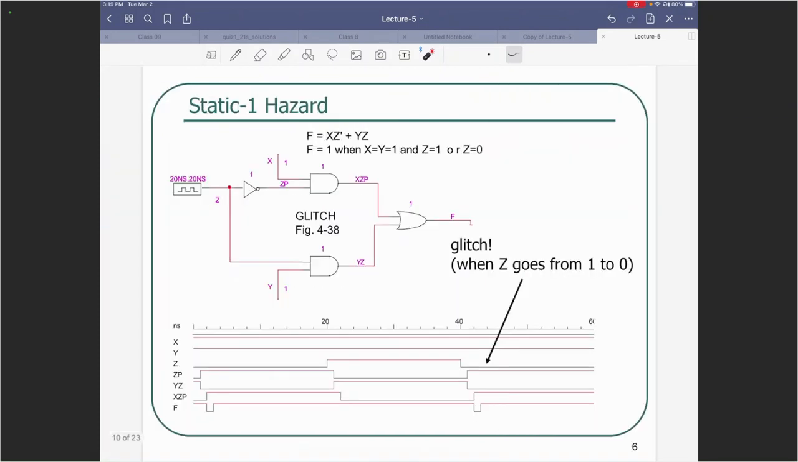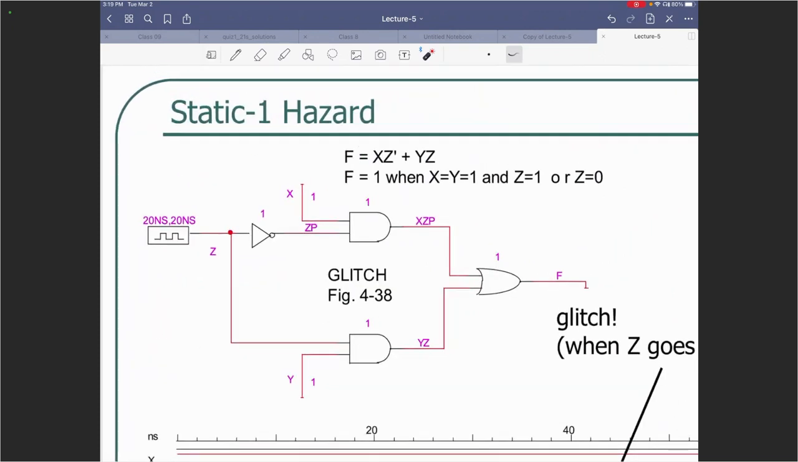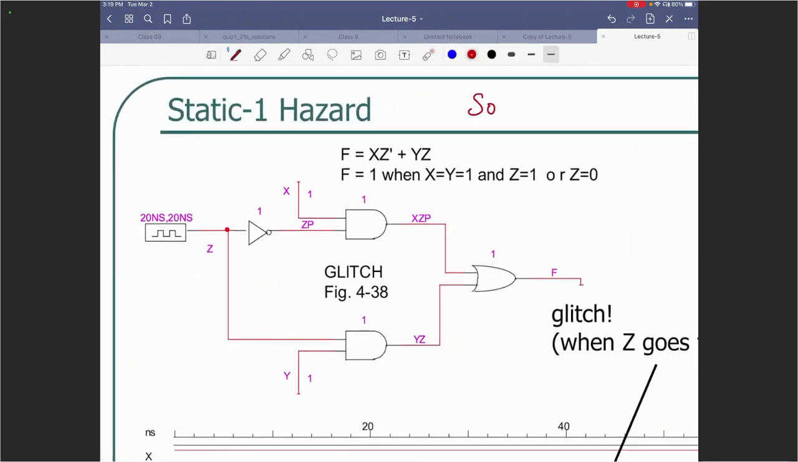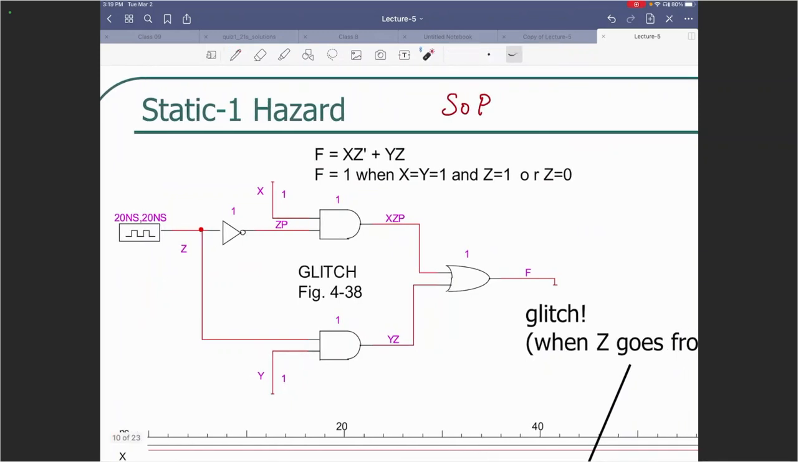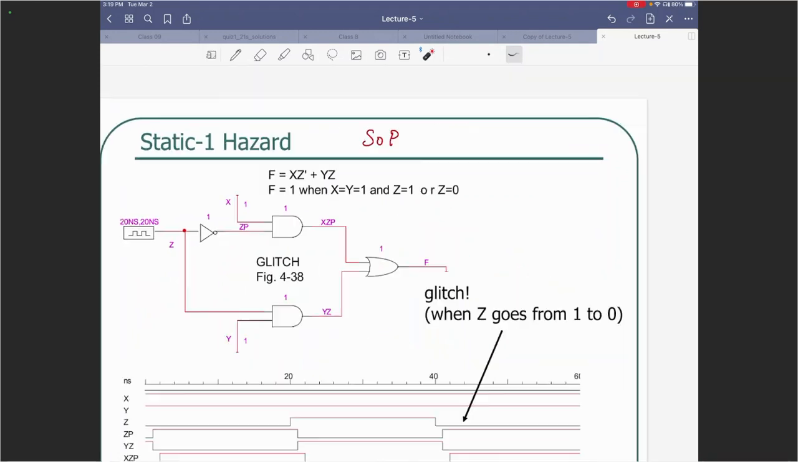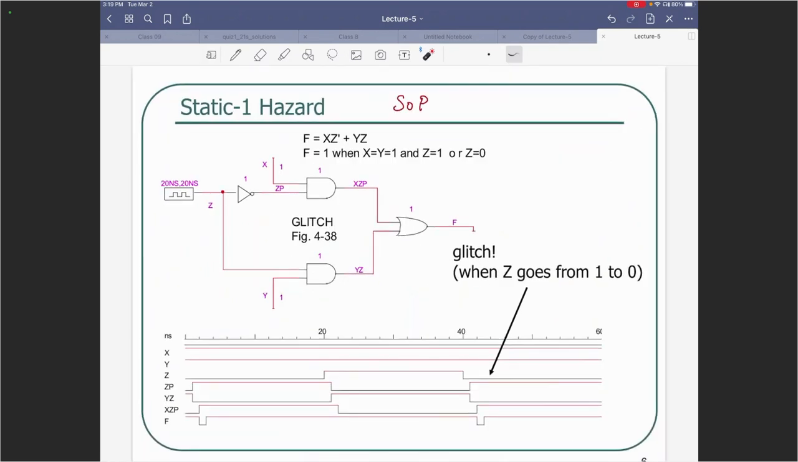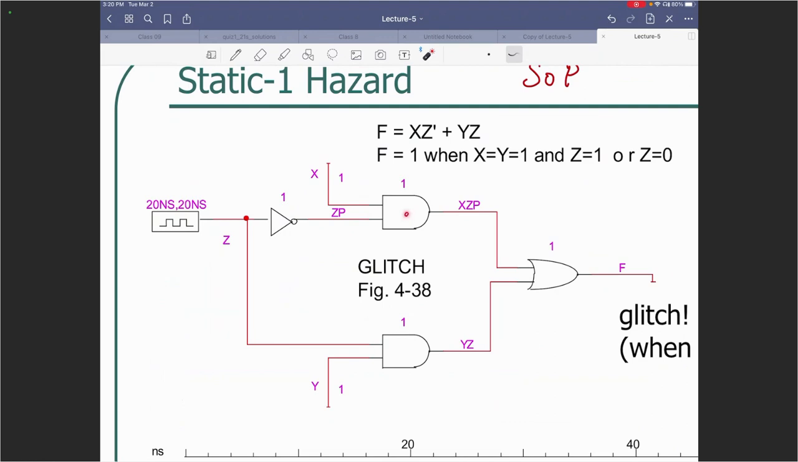Here is a static one hazard. Static one hazard was also called what? It was a sum of product hazard. And here it is. It's a sum of product circuit. So static one hazard may be present in sum of product circuits, in which you get an accidental zero. So let's try to see the behavior of this circuit. You have an AND gate, and you have an OR gate over here. You have three inputs, X, Y, and Z.